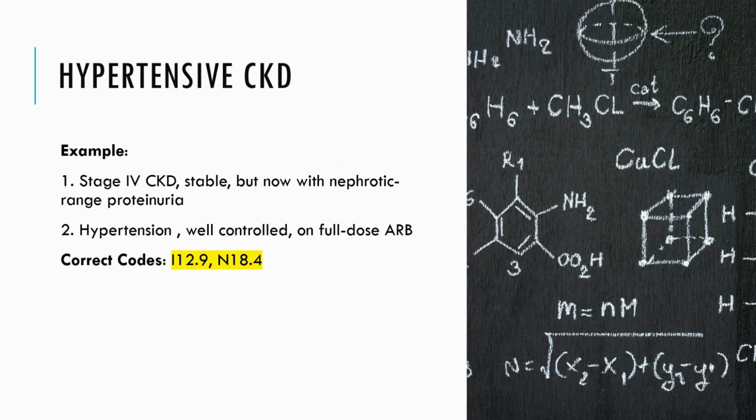Here is an example for CKD stage 4 along with hypertension. Even though they are not explicitly linked in the documentation, due to the causal relationship, we can code these together. So the correct codes would be I12.9 and N18.4.